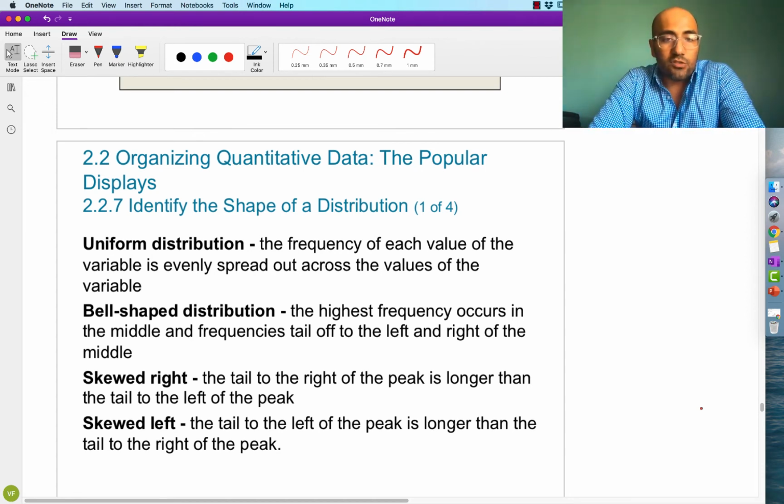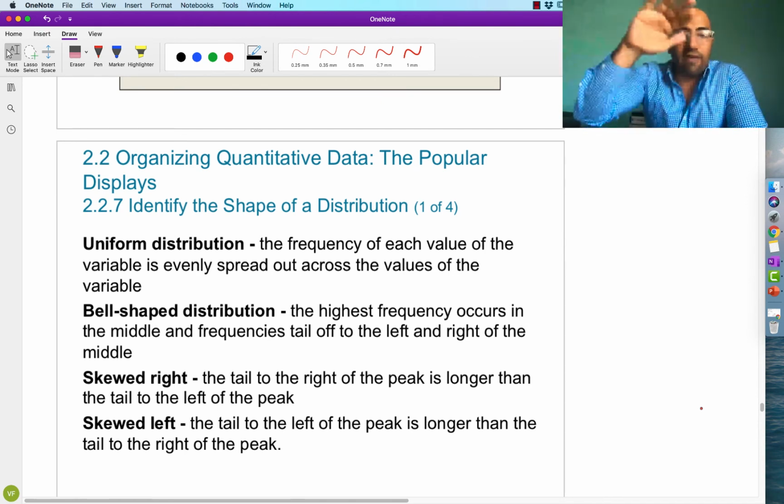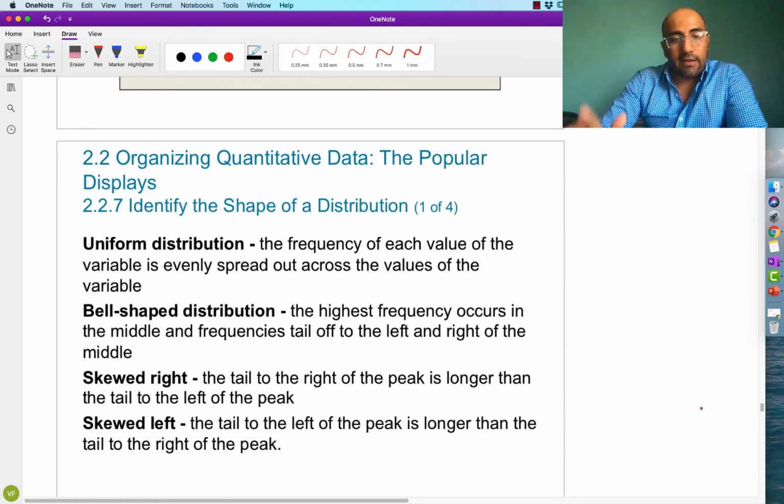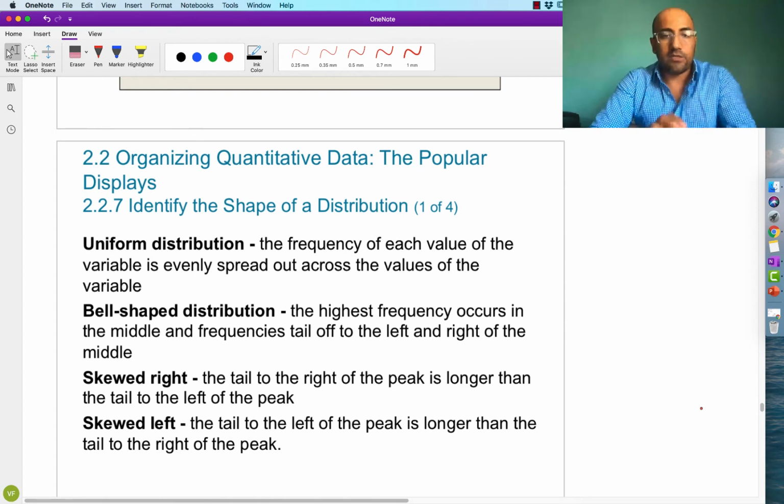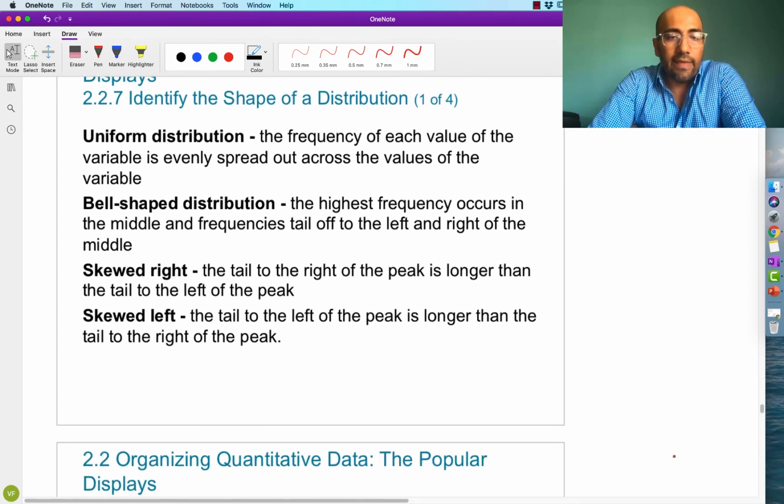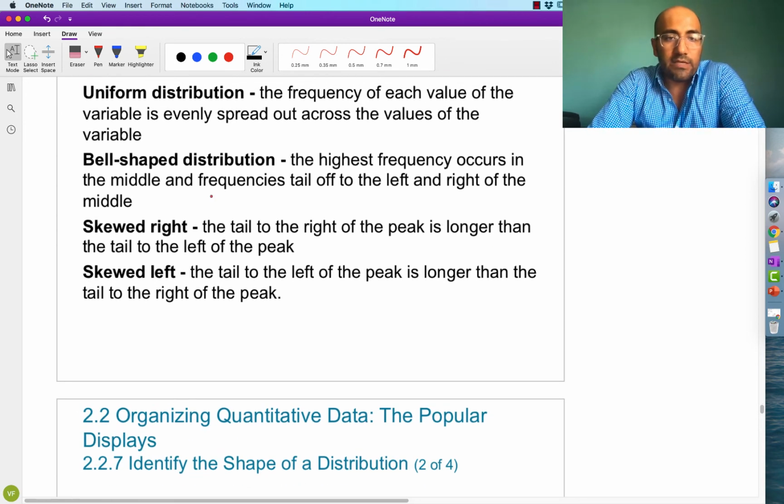Bell shape is the most famous, right? It looks like a little mountain. Starts off small, builds up to some highest value toward the middle, and then comes back down and tails off like a little mountain, right? And this would be where it's kind of equally distributed. And then we have something that's a little like a mountain, except it's skewed right. The tail to the right of the peak is longer than the tail on the left of the peak.